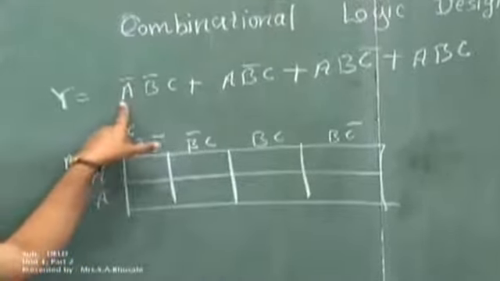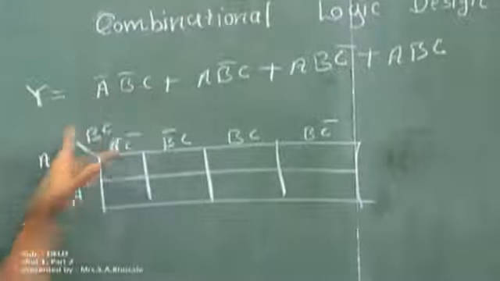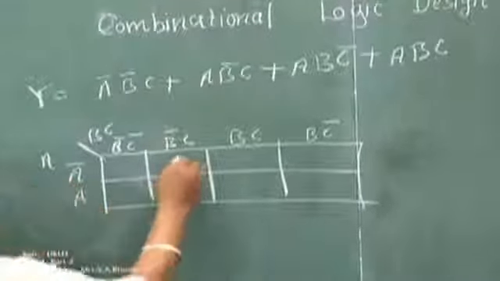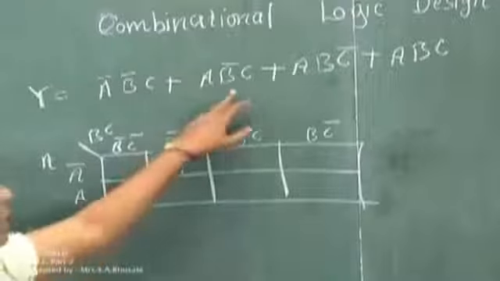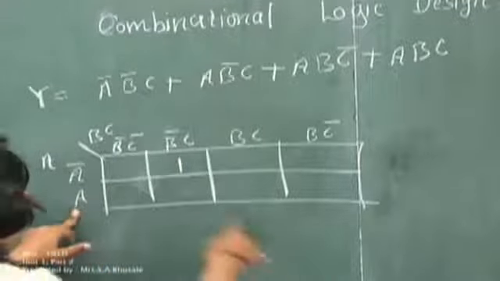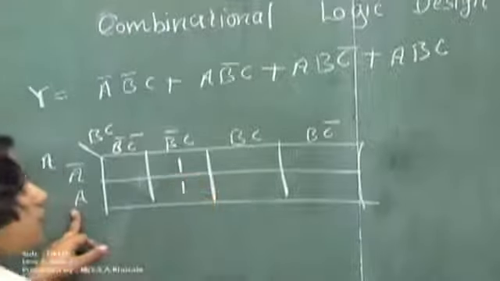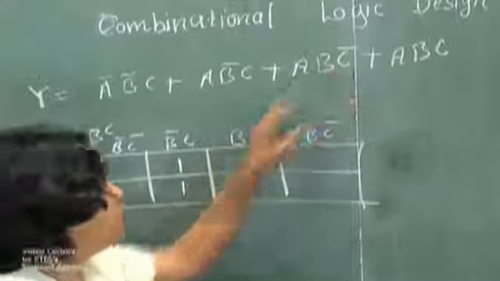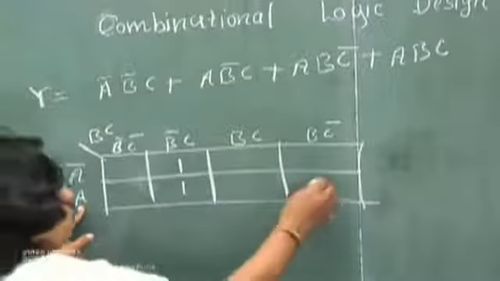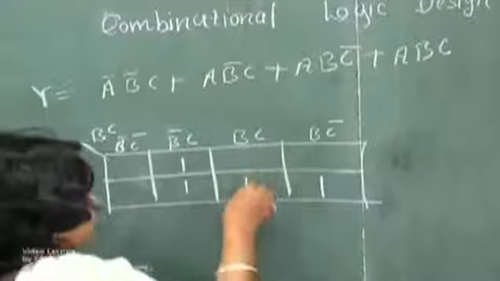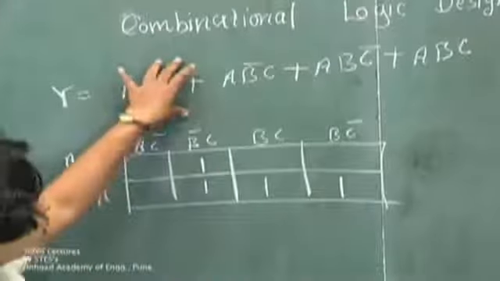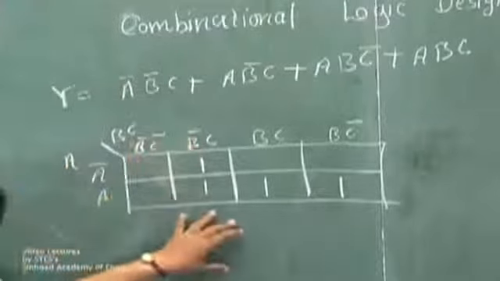So the first term is A bar B bar C, so this is going to be 1. Next, A B bar C, so this term is 1. A B C bar is going to be 1, and the last is A B C. This is how the equation will be plotted using the K-map.